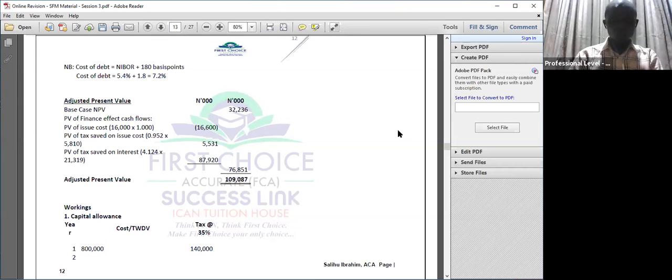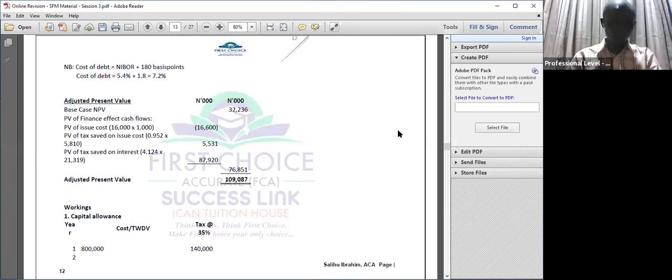When you have issue costs, when you have subsidized loan, when there is complicated tax payment. We have tax on issue costs, tax savings on interest, net interest on subsidized loan. All these are complicated tax payments. So when you have complicated tax payments and so on, we are talking about APV.